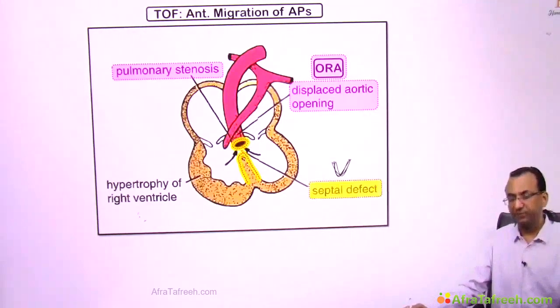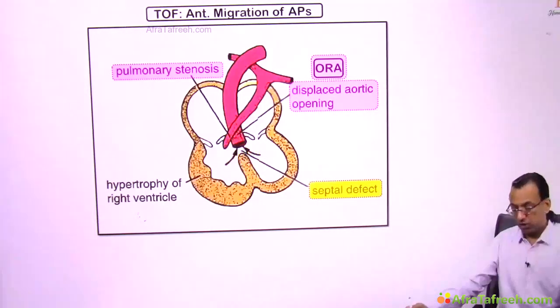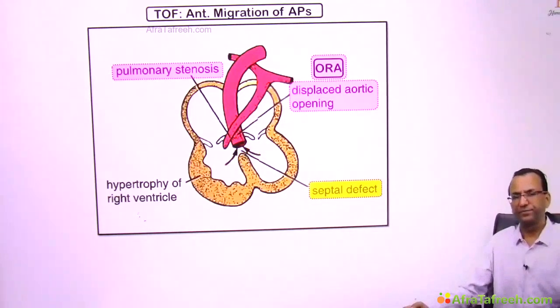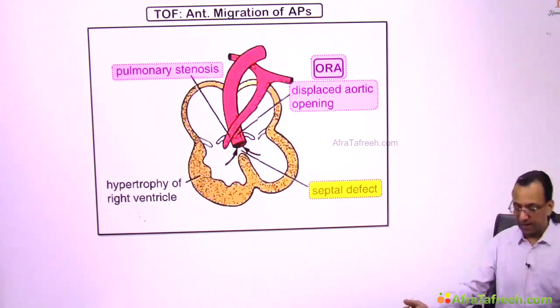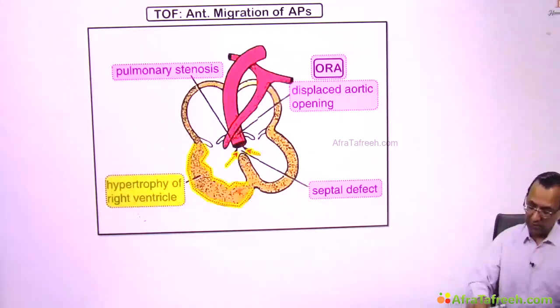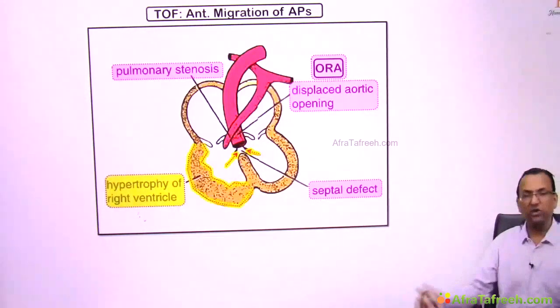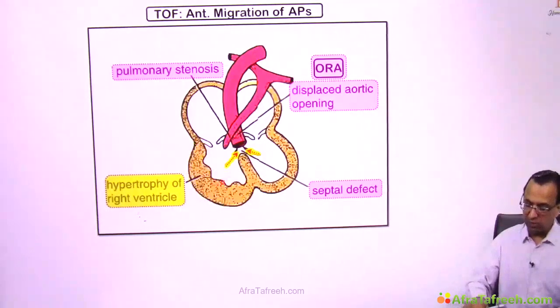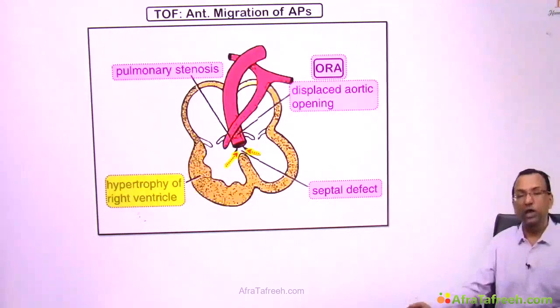And what will happen now? See, the blood is mixing between the right and left ventricle. So you can understand that the right ventricle will undergo hypertrophy. It is not trained to accept this high pressure of the left ventricle. Normally, it was supposed to push the blood into the lung, but now it is pushing blood into other places also.